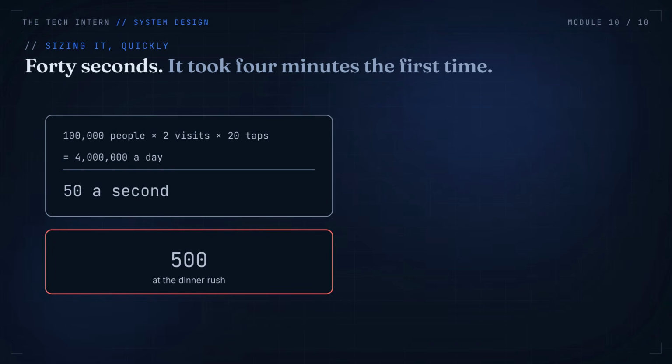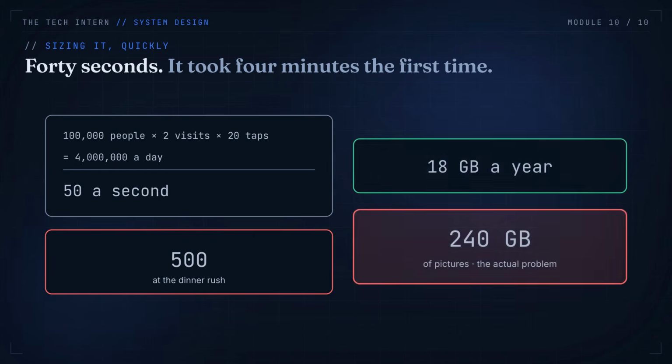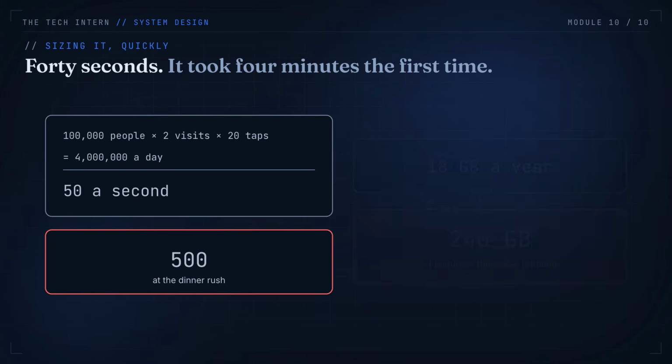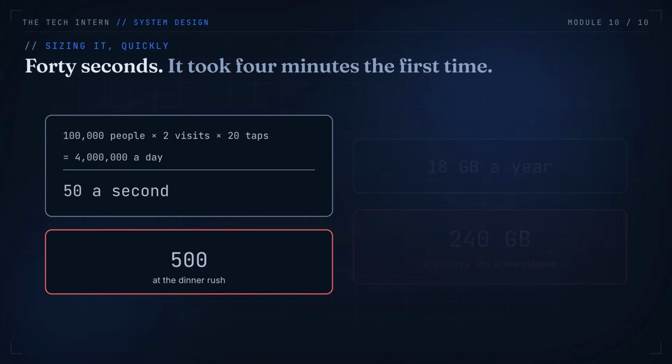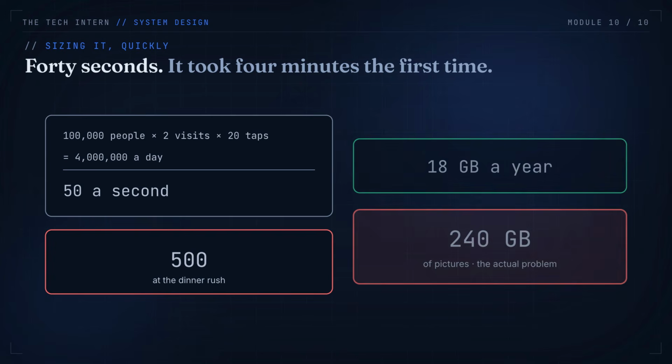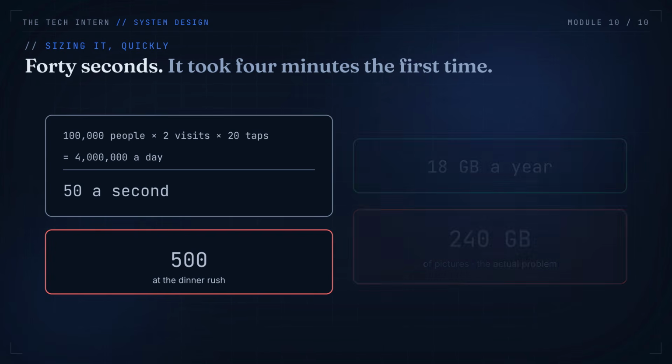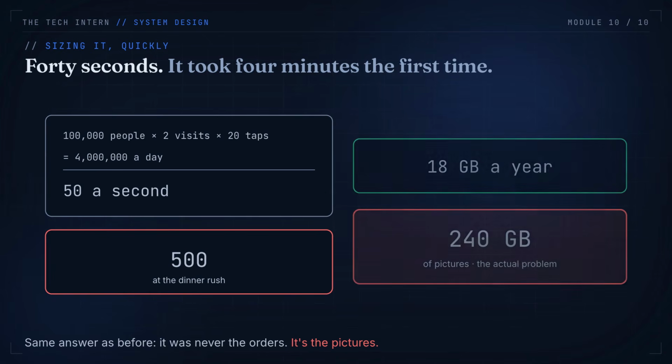18 gigabytes a year. Nothing. The dish photos are 240 gigabytes, and they get served over and over all evening. 40 seconds. The first time we did this, it took 4 minutes. And the arithmetic is already telling us the same thing it told us then. The orders are trivial, the images are the problem, and the read path is where the whole design will live.